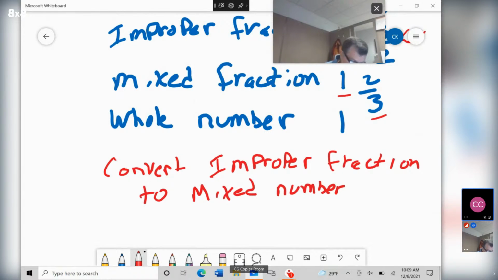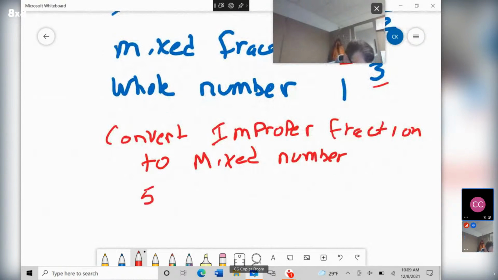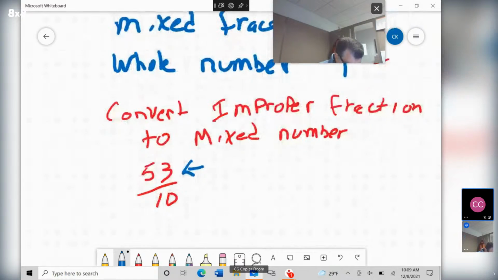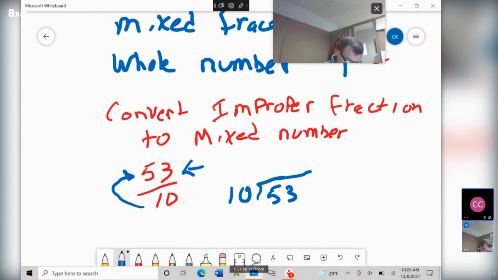So the mixed number, mixed fraction. So we're going to get a whole number and a fraction out of this. So the first one I'm going to use is, let's say we have 53/10. Okay. So we know that's an improper fraction because the top, 53, is bigger than the bottom. Okay. So when you see that, what we're going to a lot of times have to do is convert that to a mixed number. And how we would do that is we're just going to divide the bottom number, the 10, into the top number. So if we do 10 into 53, okay.